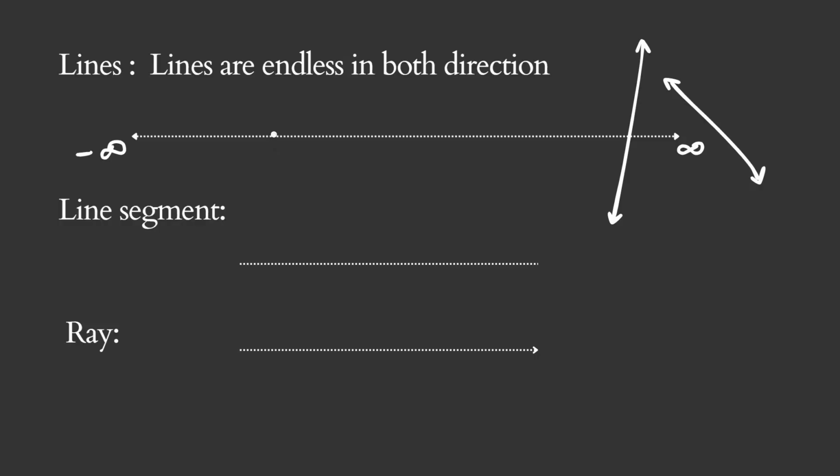If we take a small portion of the line anywhere, which is bounded on both sides, that is called a line segment. And if something starts at one point and keeps going endlessly, that is called a ray.